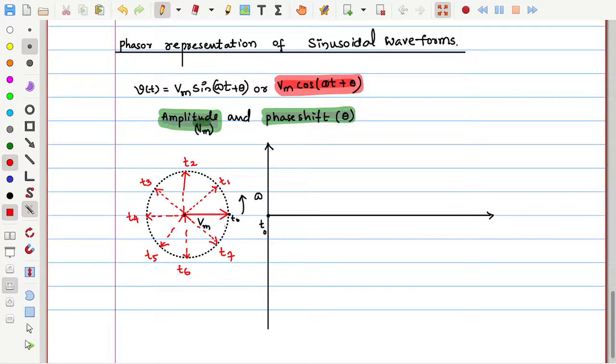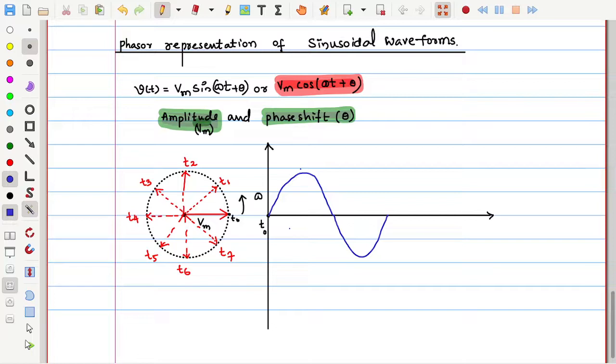So let me indicate those things first. T0 is already represented, then T1, T2 and T3 and so on up to T7. Out of this, I'll get a sinusoidal function something like this. First let me draw this sinusoidal function, then I'll show its relevance to the rotating vector. Now let me represent its corresponding segments.